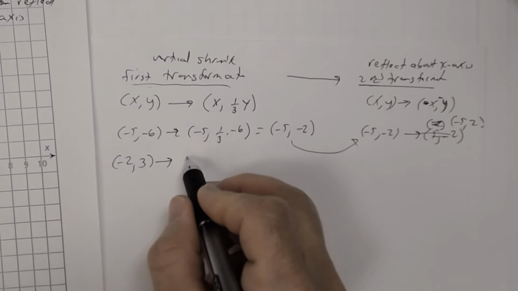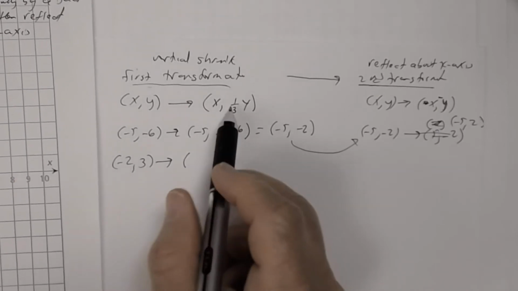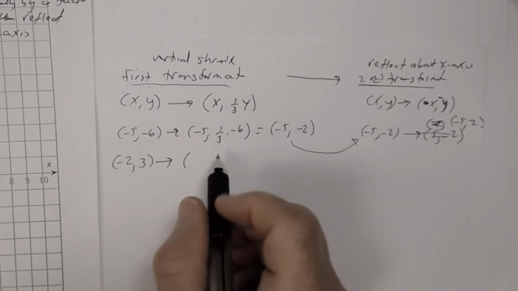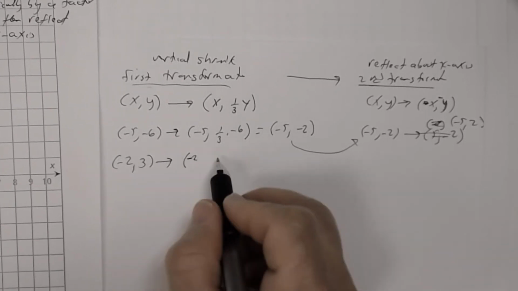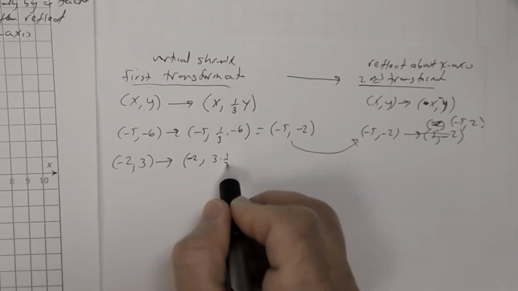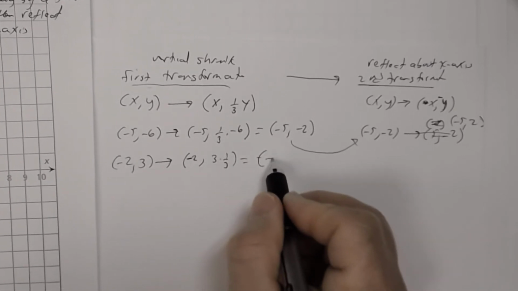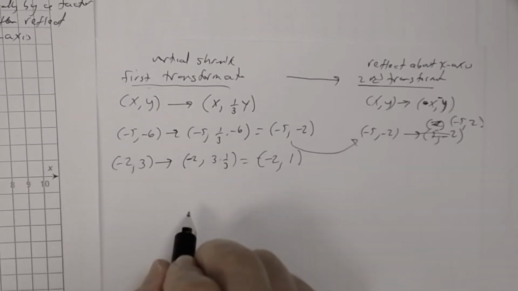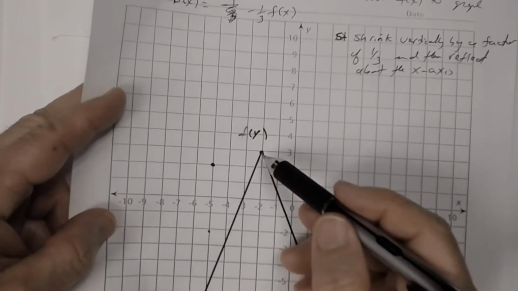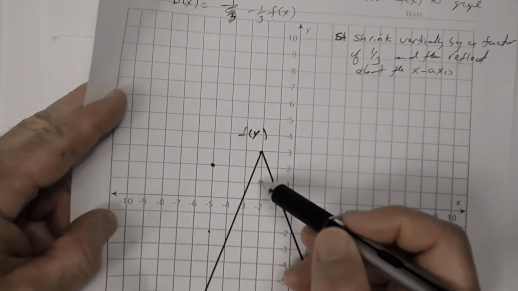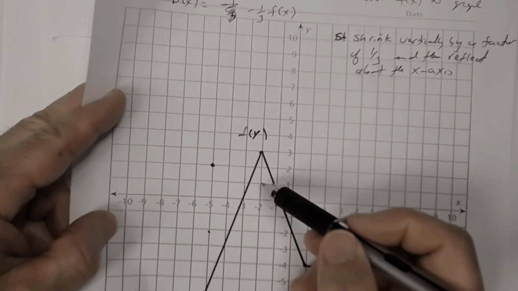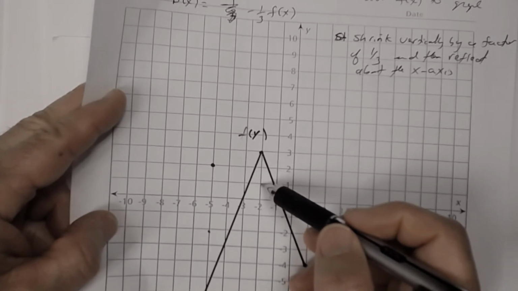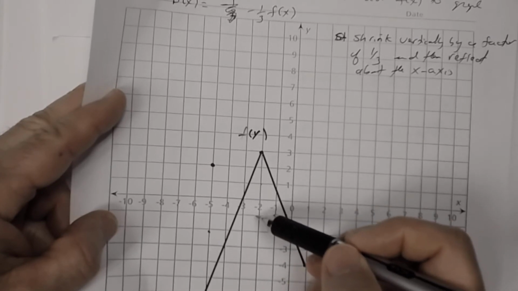So that means this is going to become, remember our rule, x, we multiply y by 1/3, so it becomes negative 2, and then 3 times a third, which equals 1. So negative 2, 1. Okay? This point kind of makes sense: shrink vertically, so it goes here. Now, don't put the dot there because you also have a reflection across the x-axis. So I'm going to take this point now and reflect across the x-axis. I should get that point, right?